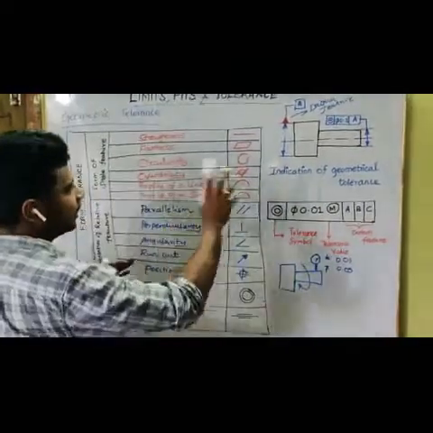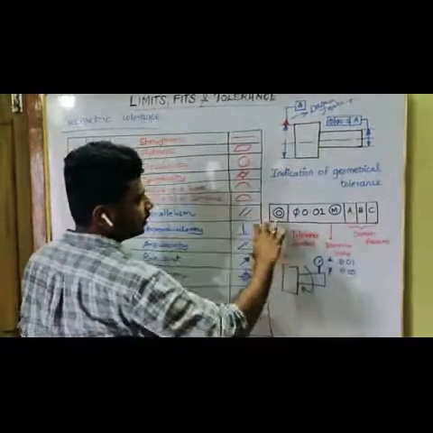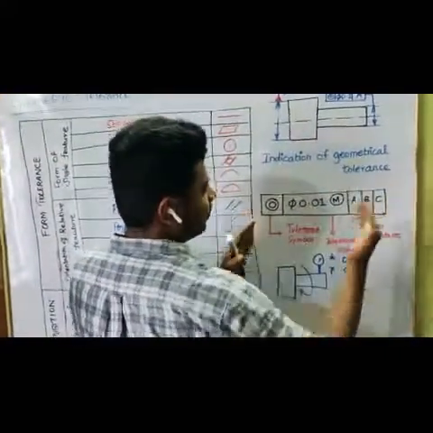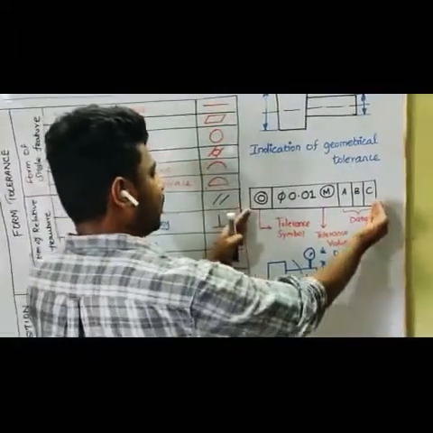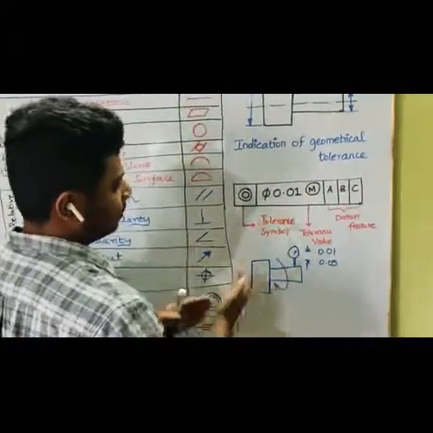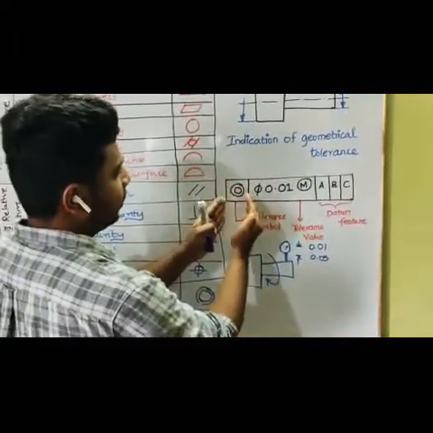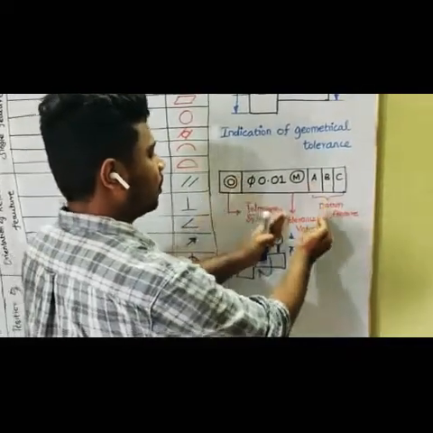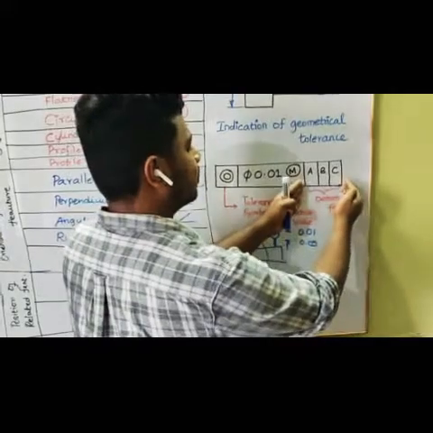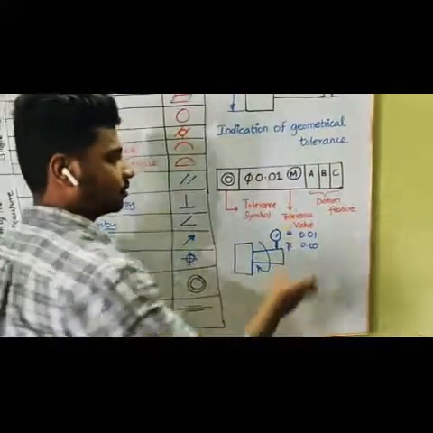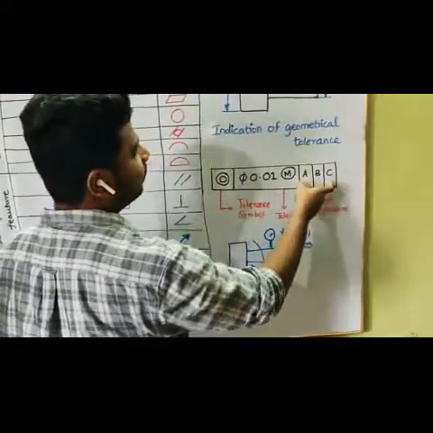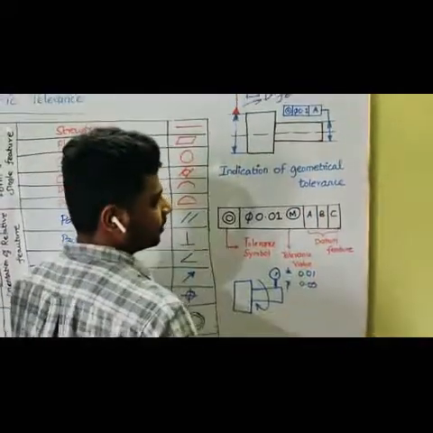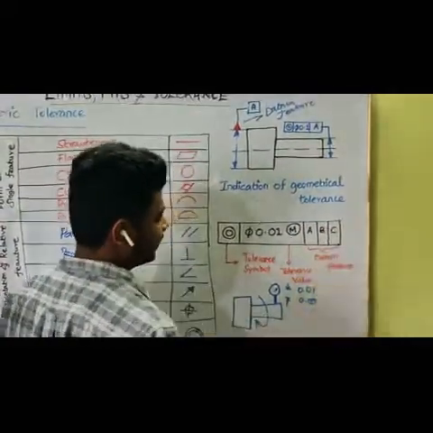So how to indicate that? You know how to do that, and we can see it in detail here. This frame is called a tolerance frame. This frame is divided into three categories. The first is for your tolerance symbol, the second is for your tolerance value, and the third is for your datum feature. In the datum feature, you will be giving references. Whichever plane I have taken as a reference will be mentioned in the datum feature.